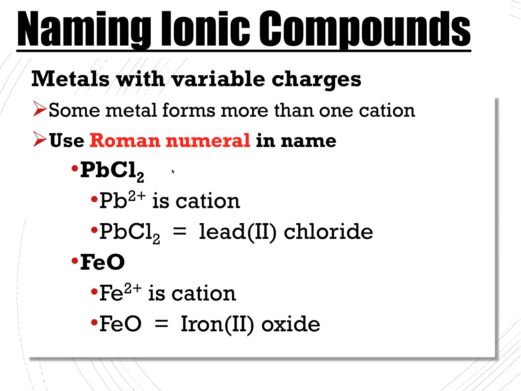Next example, iron oxide. Oxygen is in column 6. We know oxygen has a -2 charge. Well, there's only one iron written here.